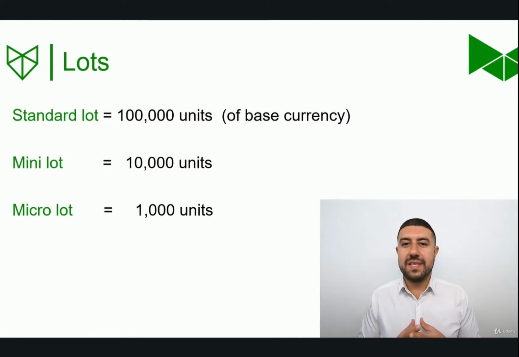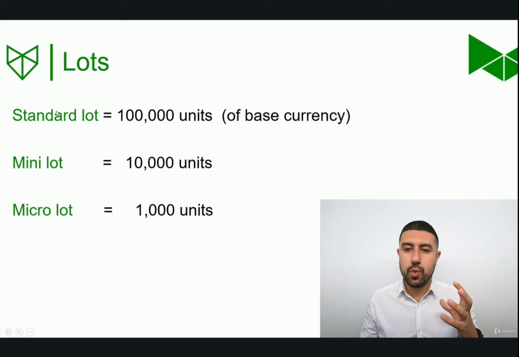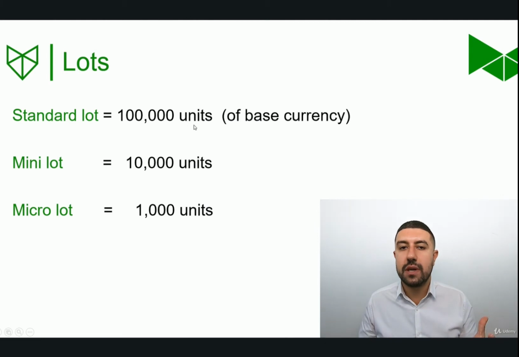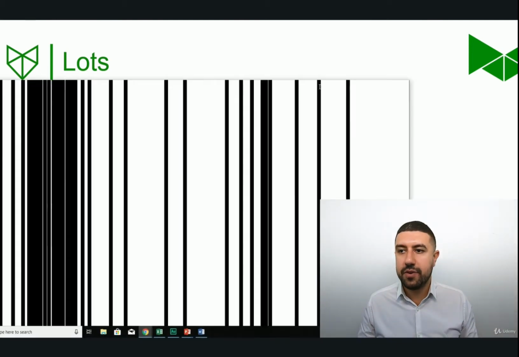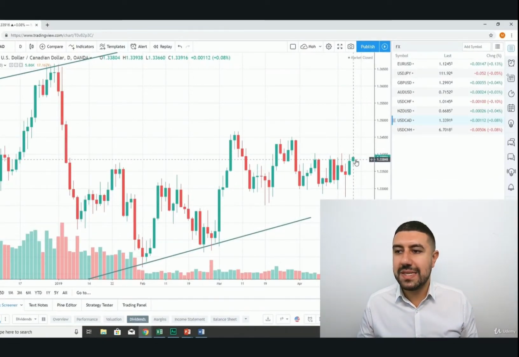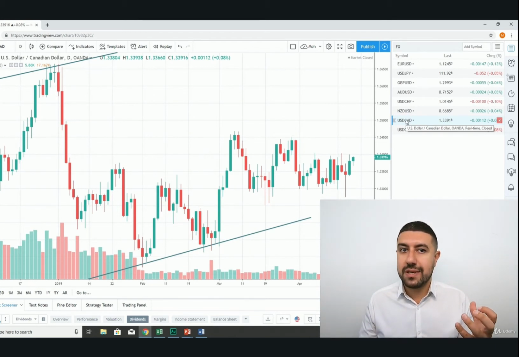Next word to get familiar with is lots. A lot is the standard measure of units when you're trading currencies. A lot, which is a standard lot, okay? Whenever we're talking about a lot, we're talking about the standard lot. When you're buying one lot, you're buying 100,000 units of the base currency. So if I'm looking at USD CAD, what this means is I want to buy $100,000 of this currency, and I'm paying 100,000 US dollars. Okay, I'm putting in 100,000 US dollars.